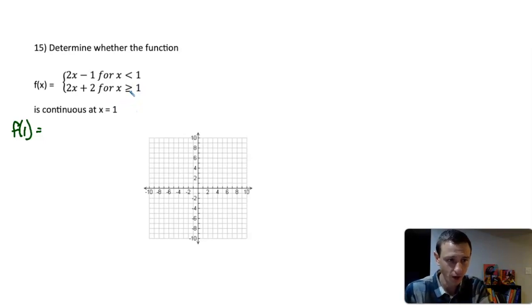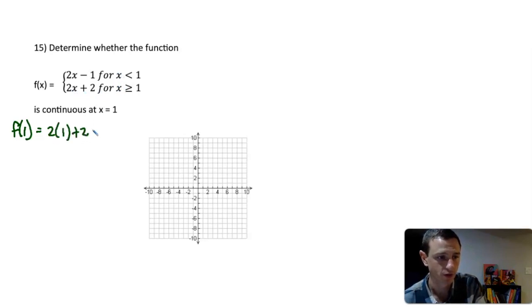If I plug in 1, I have to use this second function, because on this second function, x is greater than or equal to 1. So that's why I'm going to plug into this function, not the top one. This is strictly less than 1, not including 1. This is including 1, this one is not. So I'm going to plug it in 2x plus 2, so 2 times 1 plus 2. 2 times 1 is 2, plus 2 is 4. So it exists.